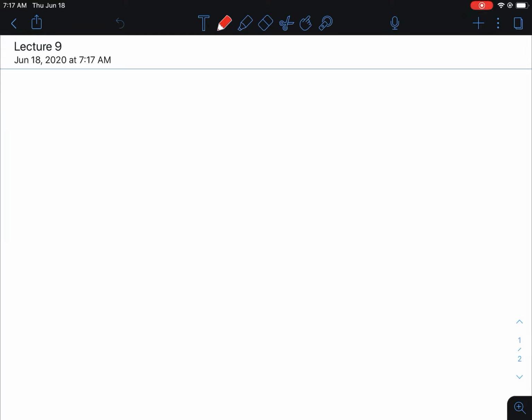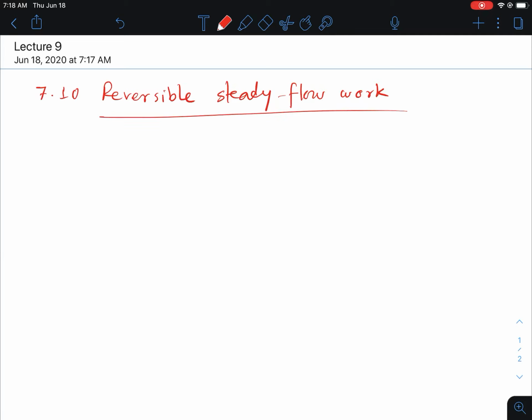Alright, class. Today we are going to talk about the topic 7.10, reversible steady flow work. Let me give you a little bit of background on reversible steady flow work.